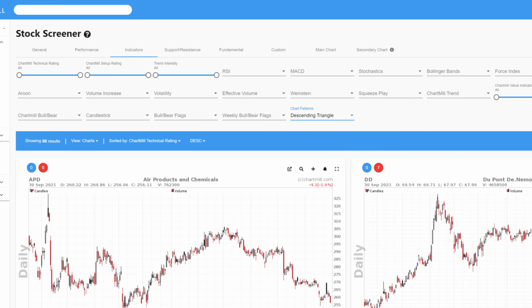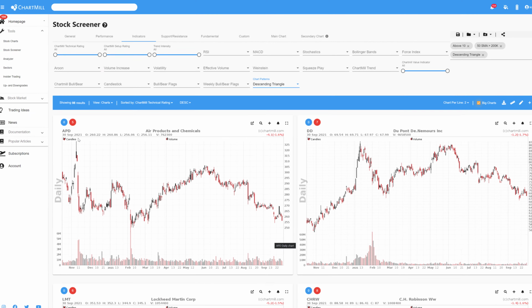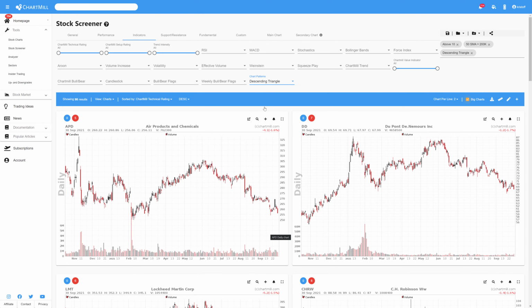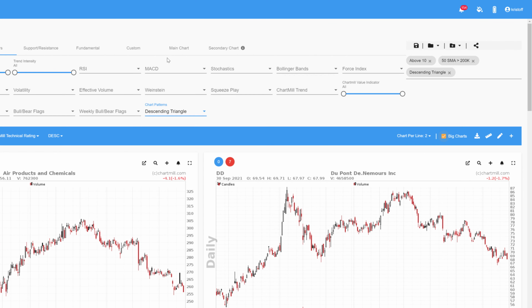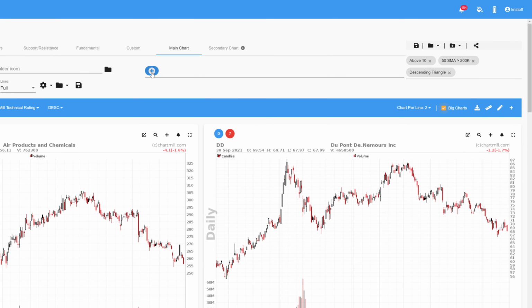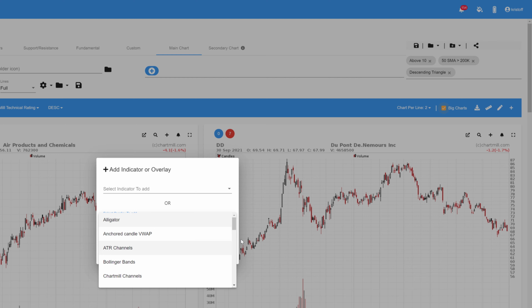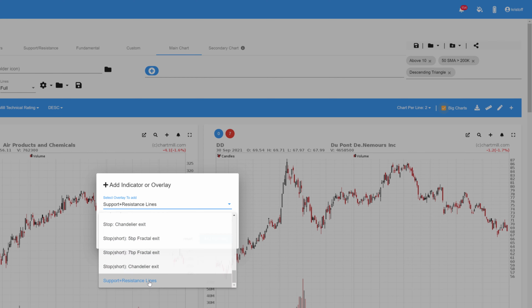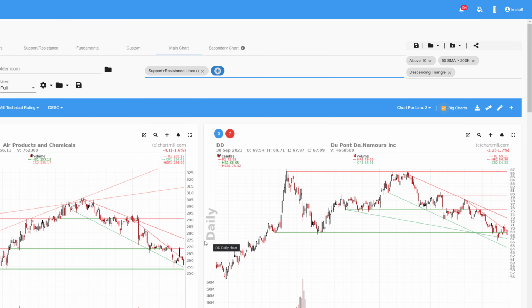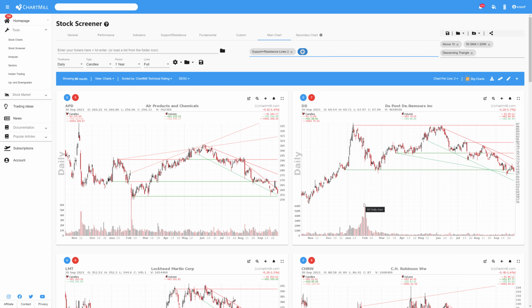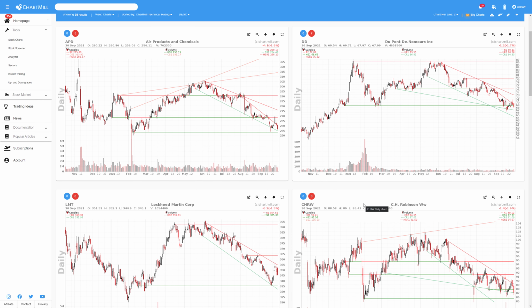Again, the number of results changes, as you can clearly observe in the left side of the blue bar. To see the triangle patterns as an overlay on the chart, select the Main Chart tab and add Support and Resistance lines as an overlay. The support, resistance and trend lines will then be drawn automatically by ChartMill. Granted, they can look a bit messy, but remember this is just a tool to quickly identify patterns.